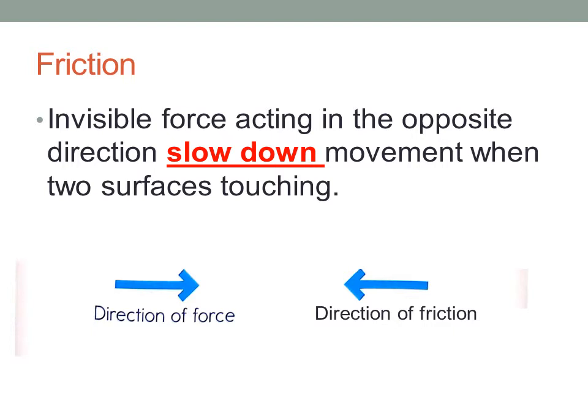It slows down the movement when two surfaces are touching together. So I have here two surfaces touching, and there is an invisible force acting in the opposite direction, and it makes the movement slow down. So this is friction.